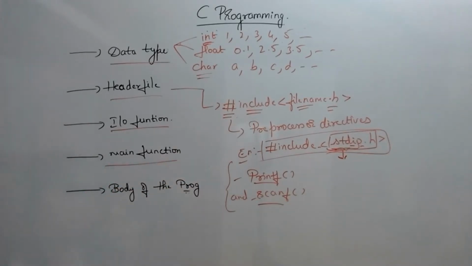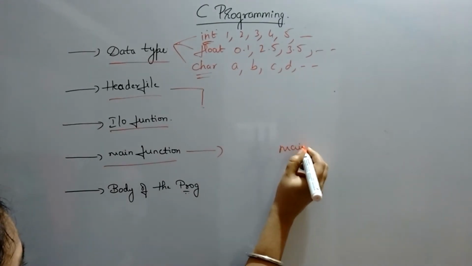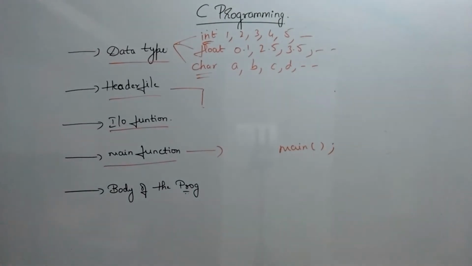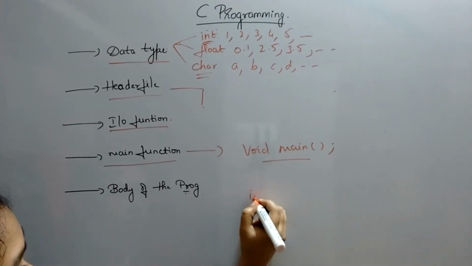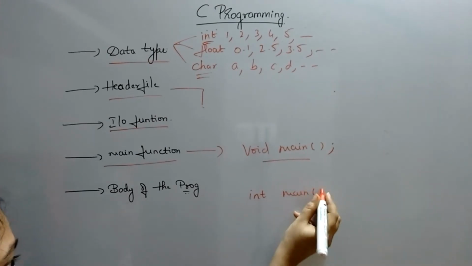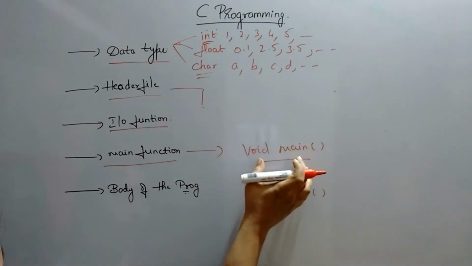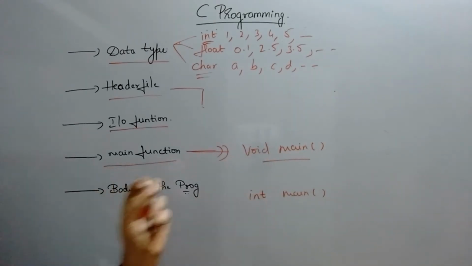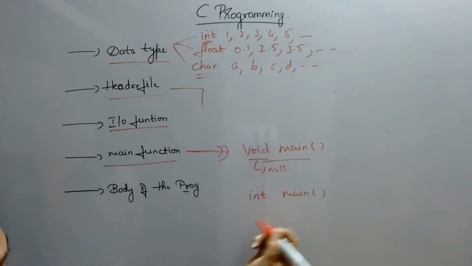Next one is main function. See how to write main function. Since it is a function, I should not put a semicolon here. If I put a semicolon, it becomes a statement. Fine. I can write void main and also I can write int main. When I write the main function, it means that this is the point where the execution of the program starts. Fine. Void means null, or you can say nothing.